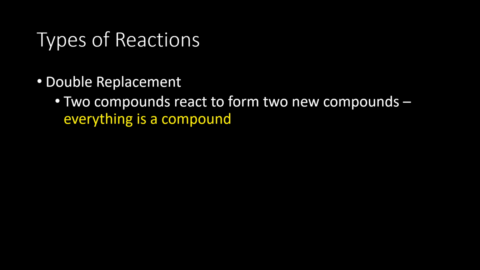The fourth type of reaction is a double replacement reaction. A double replacement reaction is where you have two compounds on the reactants and two different compounds on the product. So your key way to identify this is that everything is a compound. You have compound plus compound yields different compound plus different compound. So you have all four compounds.